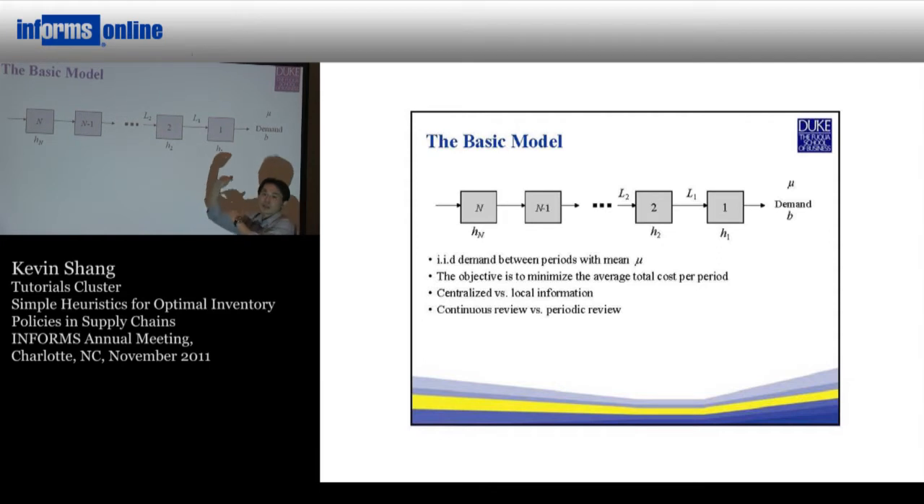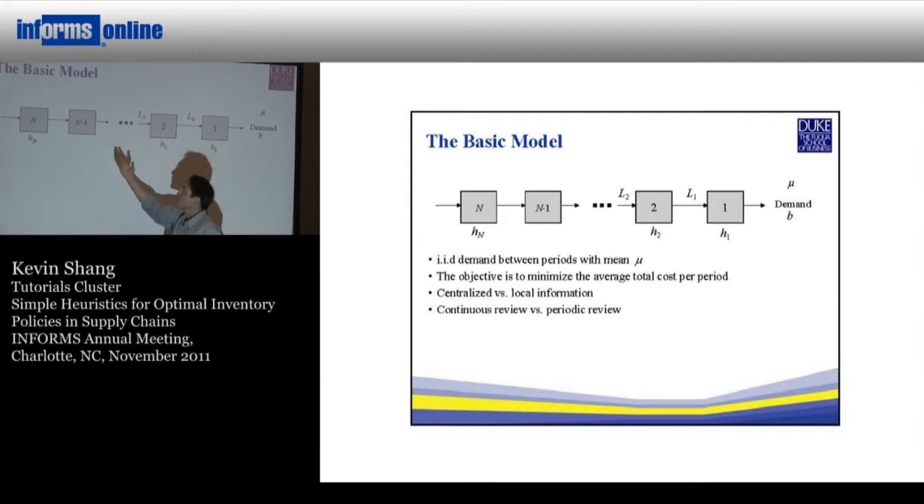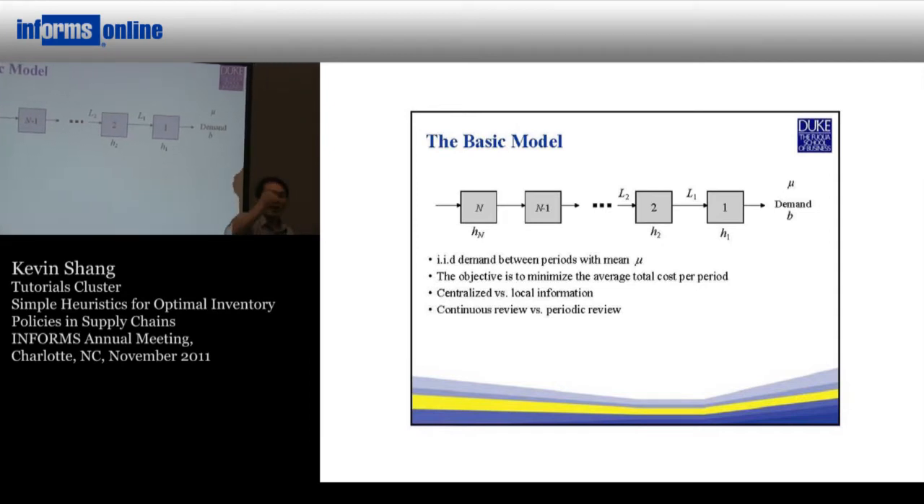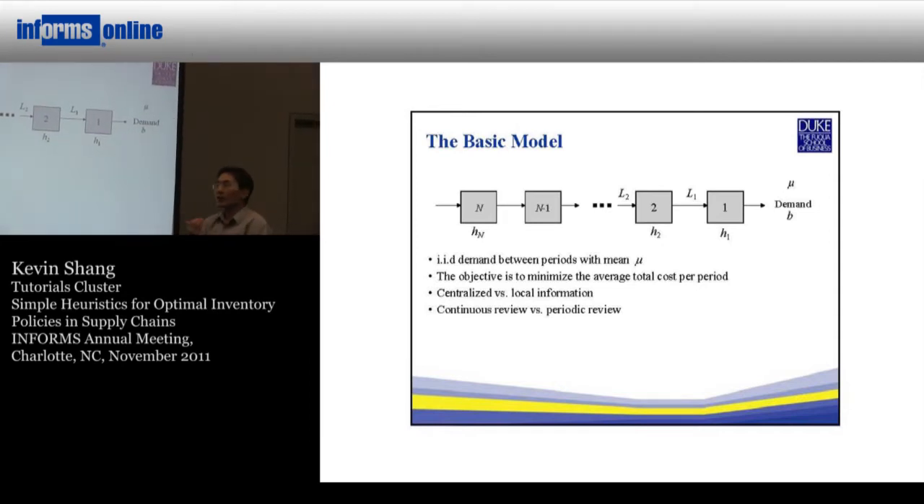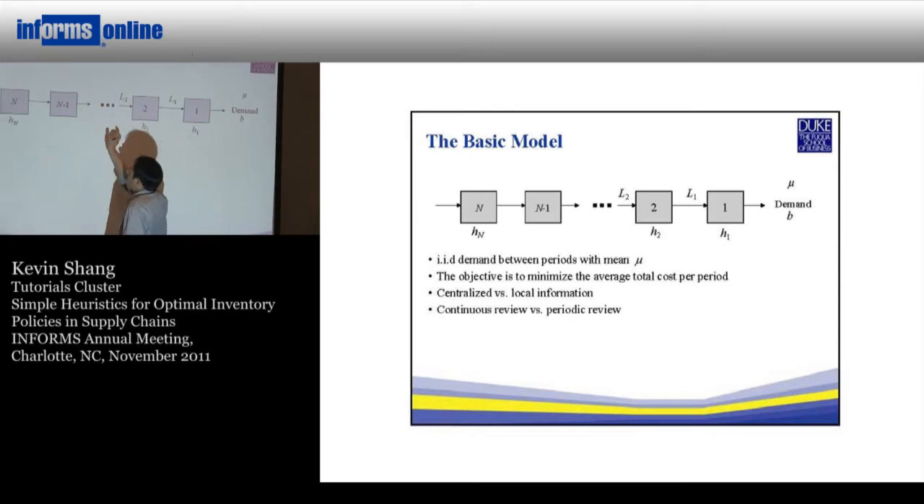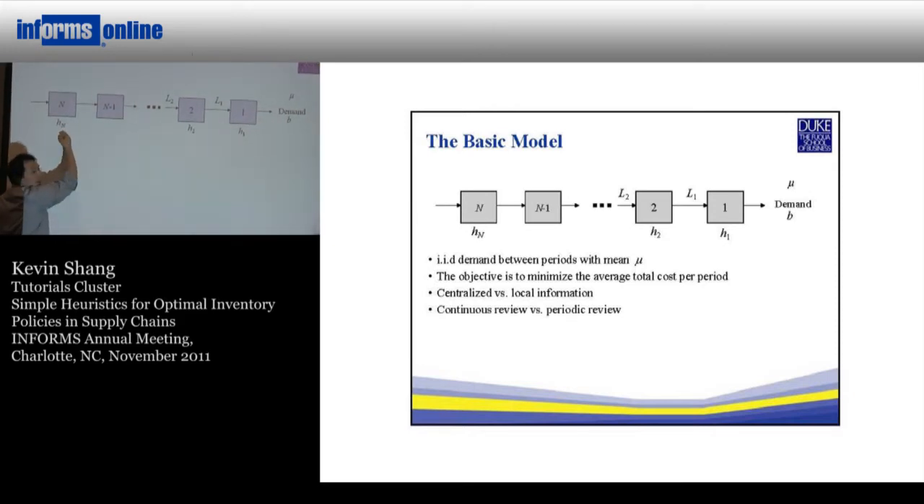This marginal additional cost makes sense because when you move your material from the top upstream to the downstream, at every stage you add value to it. So your holding cost should be increased. And that difference, we use Hj to represent it. That is something we call echelon holding cost.